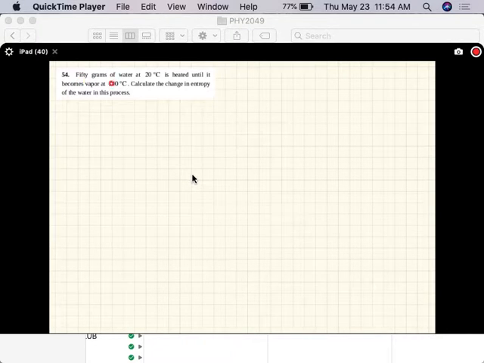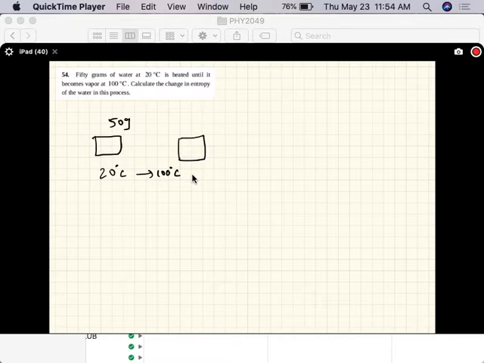So this problem says 50 grams of water at 20 degrees Celsius is heated until it becomes vapor at 100 degrees Celsius. Calculate the change in entropy of the water in this process. Okay, so what are you doing? You're taking a bunch of water, 50 grams. First, you have to heat it from 20 degrees to 100 degrees Celsius. And then from 100 degrees Celsius, you have to vaporize it at 100 degrees Celsius.